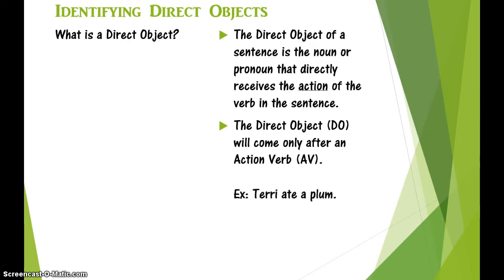Terry ate a plum. First, we're going to find the verb, which in this sentence is ate. Ate is an action verb, so we will label it AV. Next, we'll find the subject by asking the question, who or what ate? The answer here is Terry. Terry is a proper noun, so we will box it in red and label it S for its function, which is the subject. Next, to find the direct object, or the DO, we're going to ask ourselves, ate whom or what? The answer in this sentence is plum. Plum is a noun, and so we will box it in red and label its function as DO.